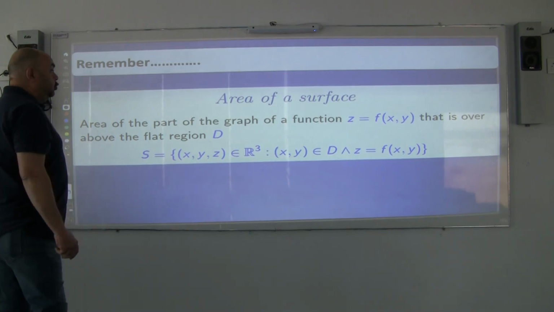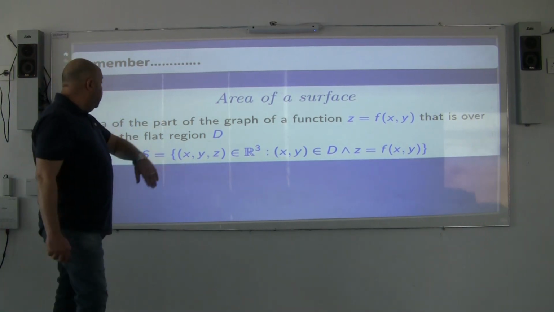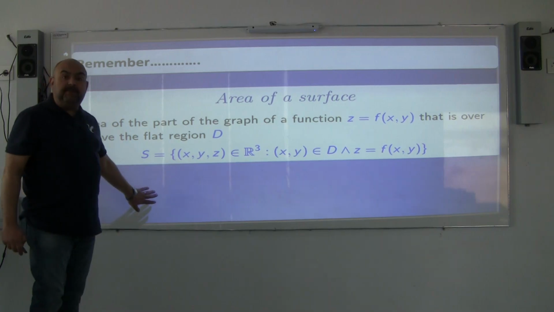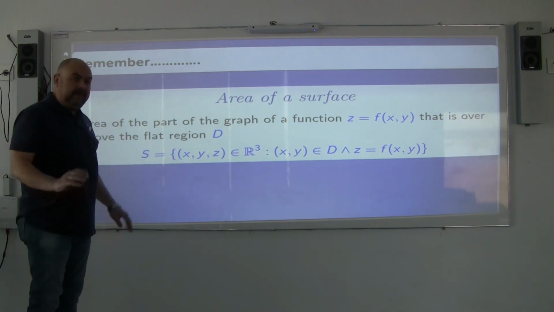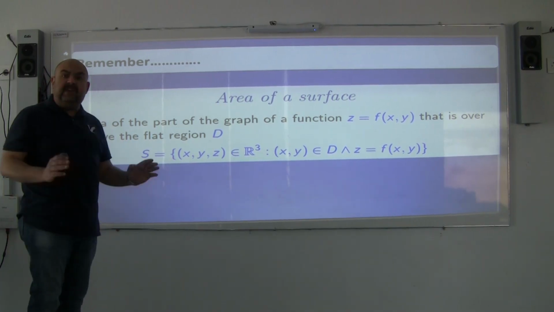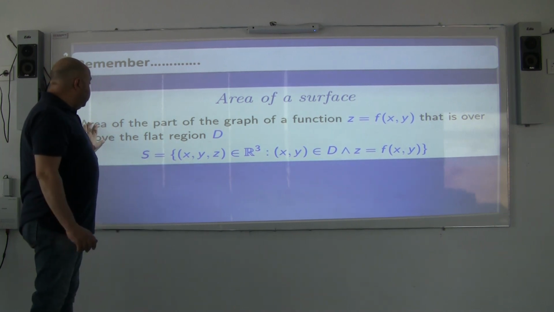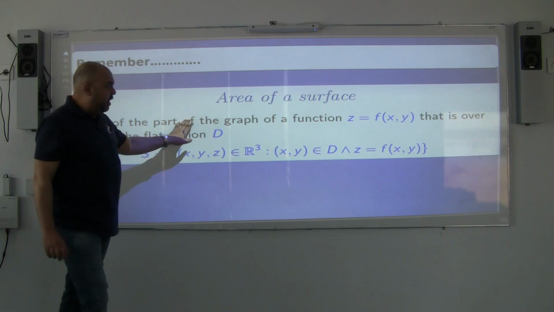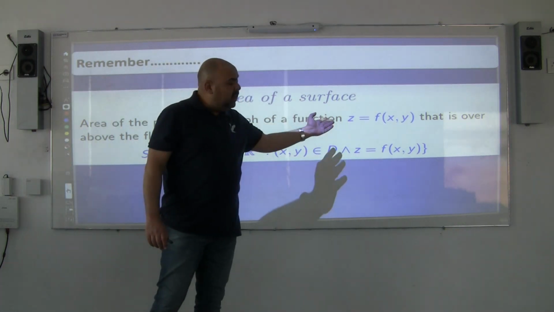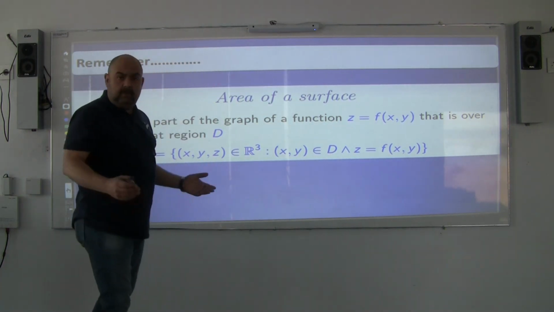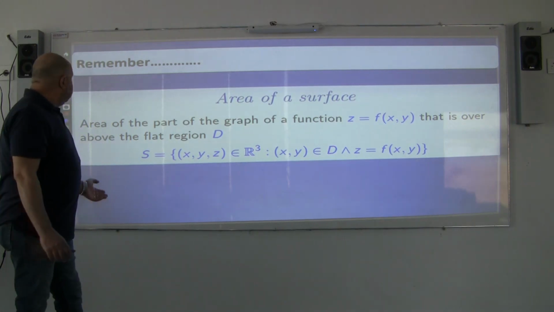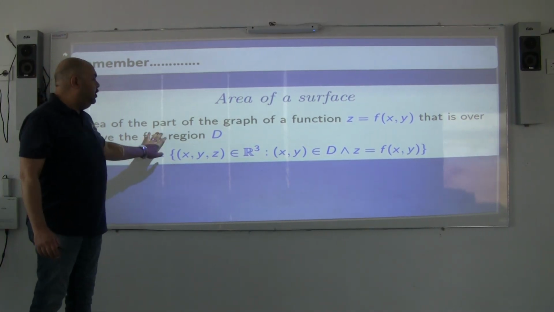Now I want you to remember evaluating an area of a surface. I believe we had this part with the triple integration, by the end of the triple integration, or with the application of the triple integration. It's evaluation of the area of a part of a graph of a function. Let's say z equals f of x and y. So we are talking about a certain surface that's over, above the flat region D.